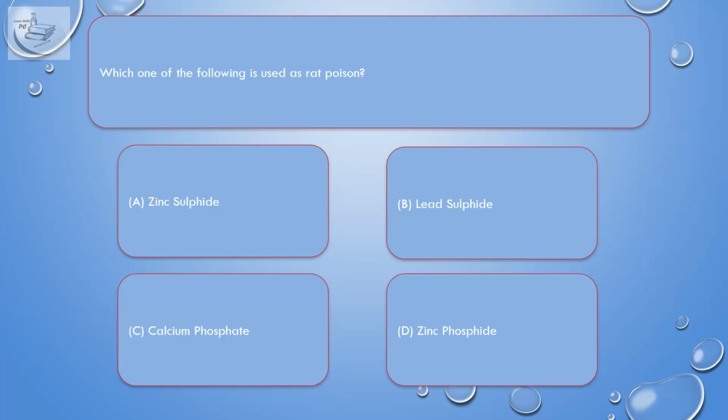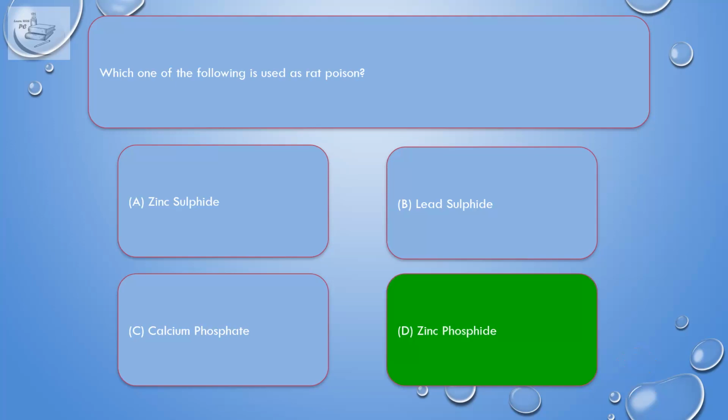Question: which one of the following is used as rat poison? A. Zinc sulfide. B. Lead sulfide. C. Calcium phosphate. D. Zinc phosphide. Correct answer is D. Zinc phosphide.